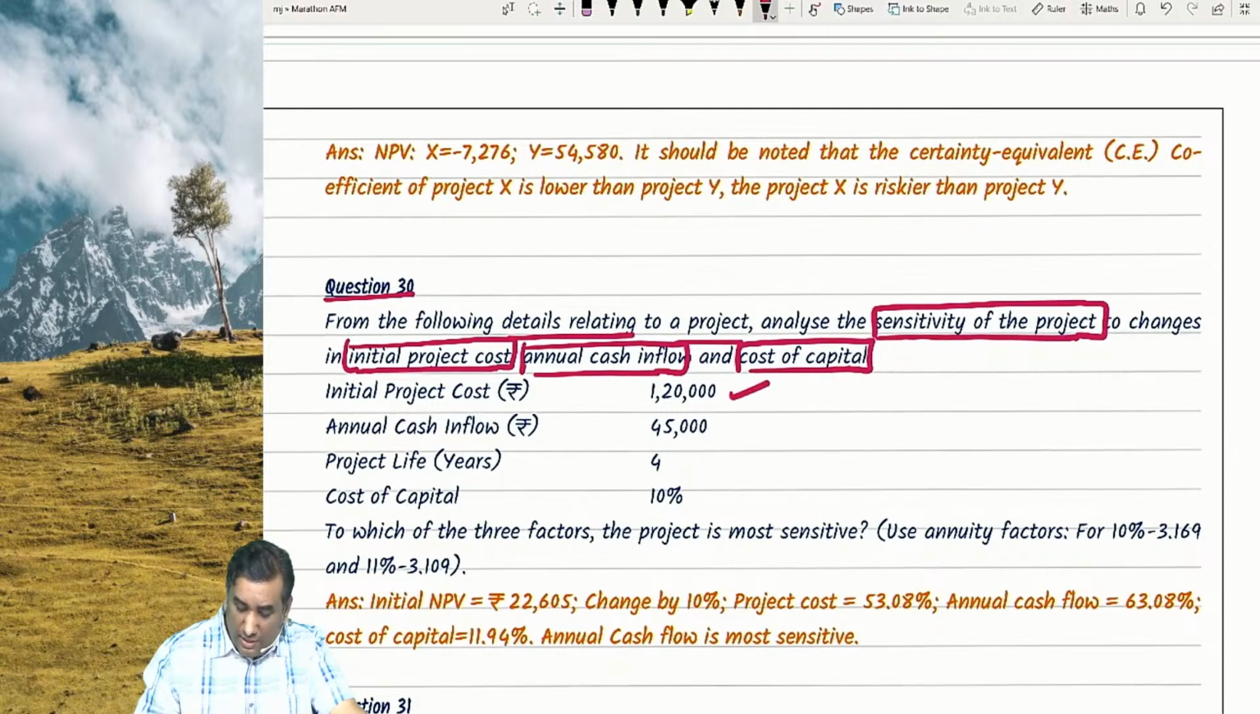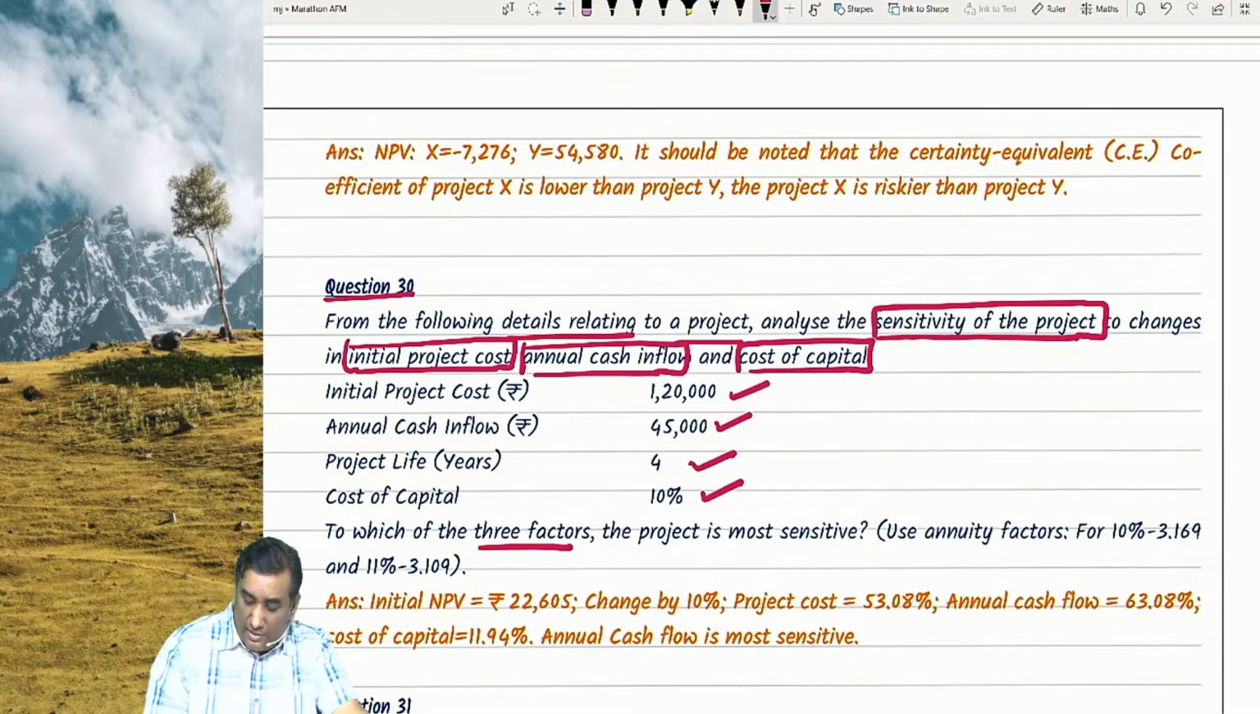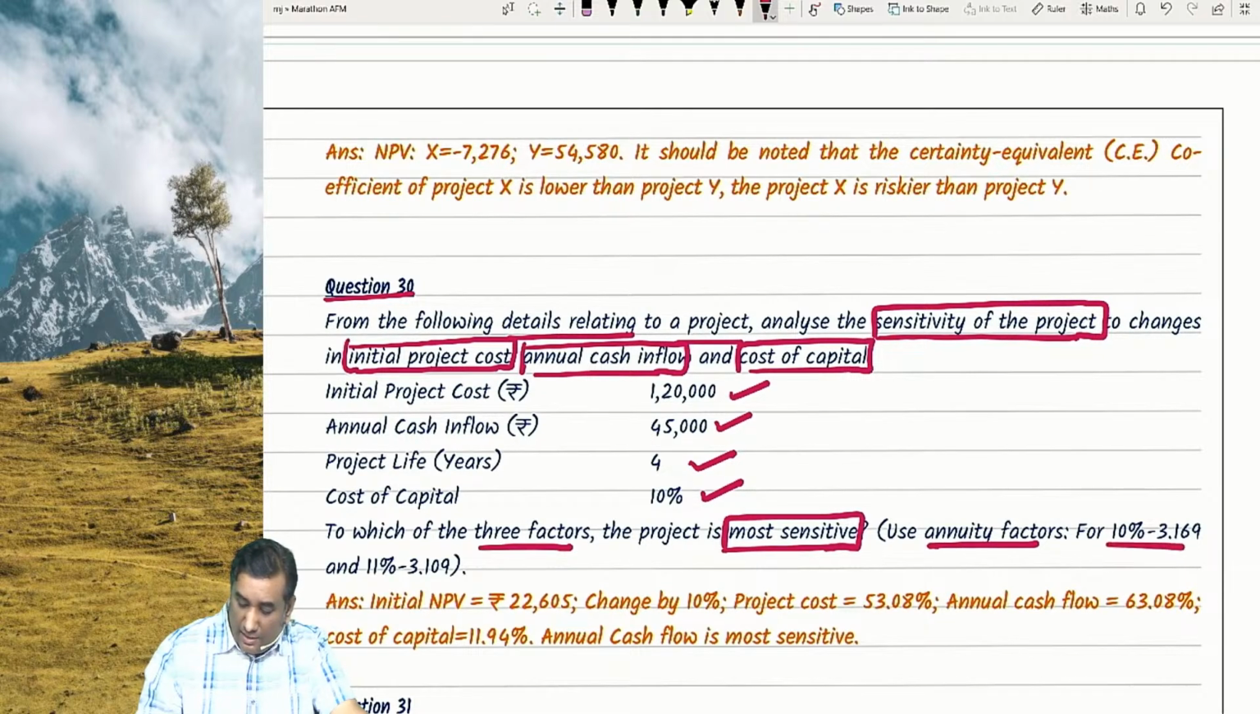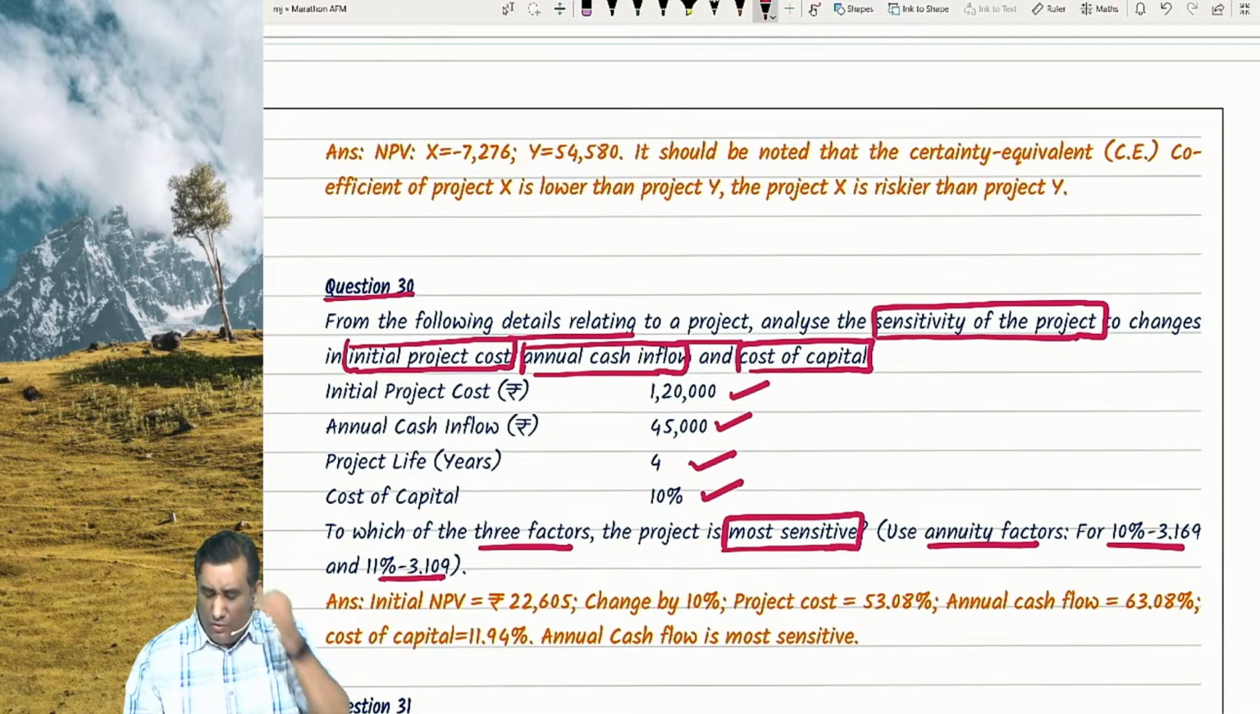Initial project cost 1,20,000, annual cash inflow 45,000, life 4 years, cost of capital 10%. Of the three factors, to which is the project most sensitive? Use annuity factor 10%, 11%. Now if you look at the data, he has not mentioned any approach. Prima facie I get a hint from here. The 10% rate, when it becomes 11, it's a 10% change. It is not 1%. Percentage change on percentage is 10. And when the rate of interest increases, it's an adverse impact. That is giving a hint.